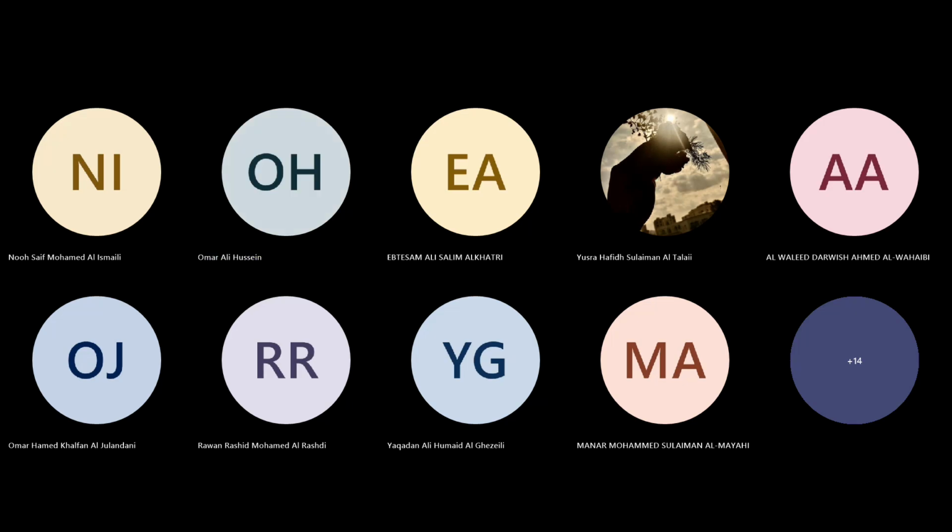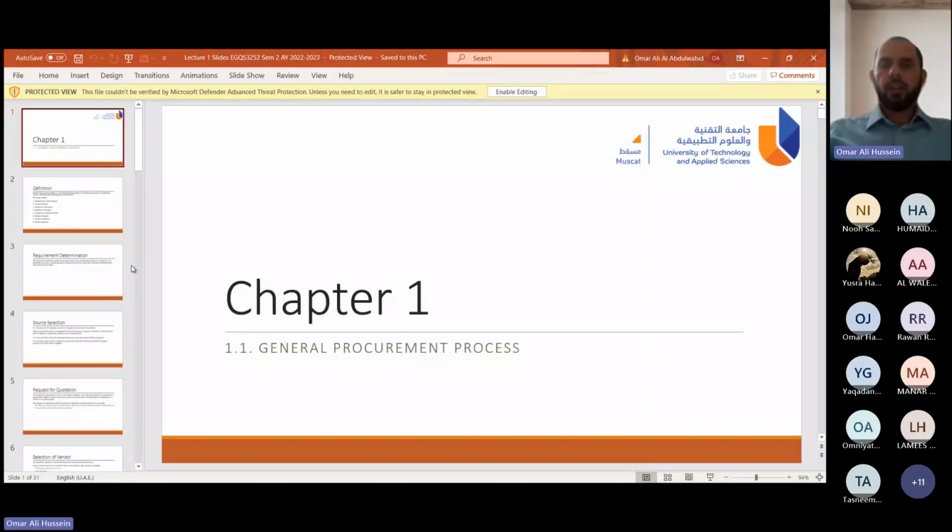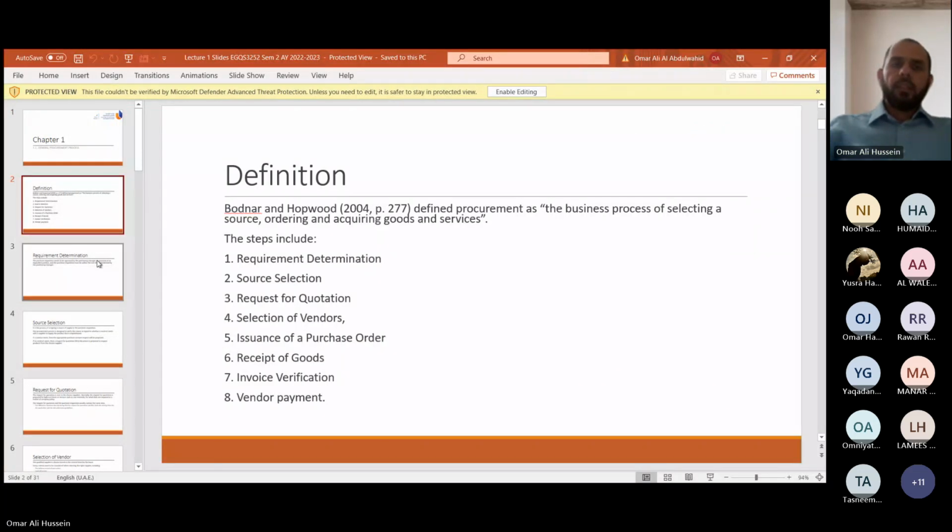Now, first of all, we have the general procurement process. Procurement is the business process of selecting a source, ordering and acquiring goods and services.